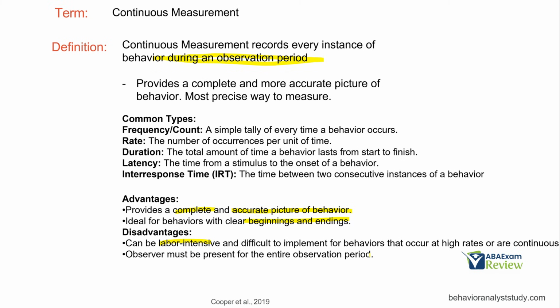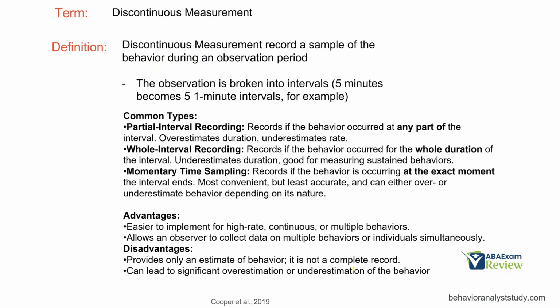And then the observer must be present for the entire observation period. So again, if we want to measure 4 hours of behavior continuously, somebody's got to be there 4 hours. It's the pros and cons of everything we use in ABA.